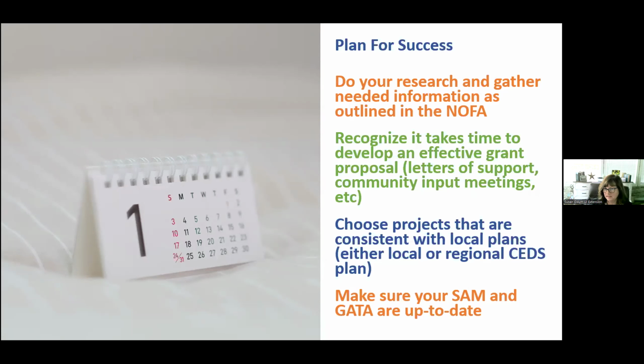Very important, recognize it takes time to develop an effective proposal. There's going to be things that need to happen, perhaps letters of support, community input meetings, lots of things that may have to occur. So don't delay when you're looking at what you need to do on a grant. Also choose projects that are consistent with plans, either your local plan in your community, or maybe at least make sure it's covered by a regional SEDS plan. Throughout the area, at least here in Southern Illinois, most of our regional planning districts cover multiple counties, and they develop what's called a SEDS, a comprehensive economic development strategy for their region. Check and see if what you're looking to accomplish is perhaps covered in that plan. And then certainly make sure that your SAM and GATA are up to date.